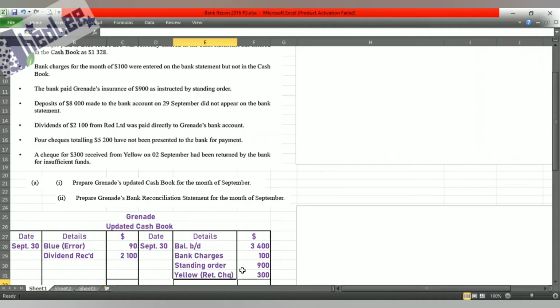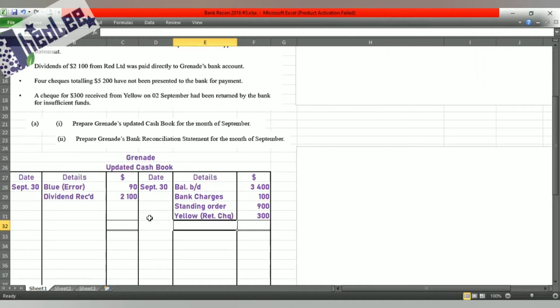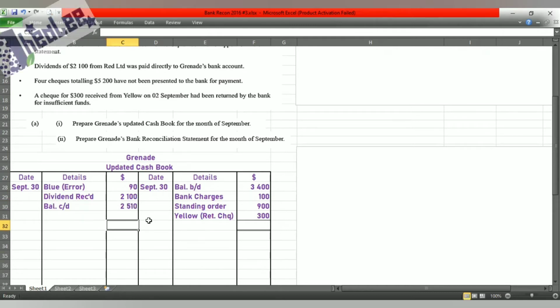Now that we have entered all the items that affect the cash book, we can then proceed to balance off the cash book. And in balancing, you would notice that your credit side is larger than your debit. So therefore your balance carried down is reflected there. And the difference between the two sides there is $2,510. Enter your totals and don't forget to put your double line below and your single line above, and our total is $4,700.